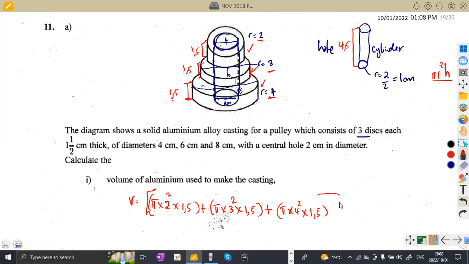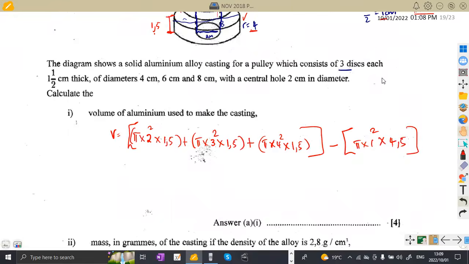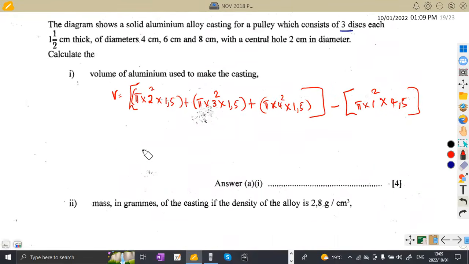So this gives us all the cylinders which are on top of each other. Then we subtract the hole, which is this cylinder. So it is going to be pi times the radius squared, and we said our radius is 1, so 1 squared times the height. We found 4.5, so this is the height now, and that's what you're going to subtract. Just like that, guys, we have our volume. So we have to calculate this part separately.